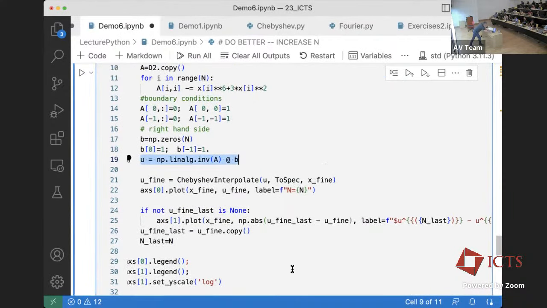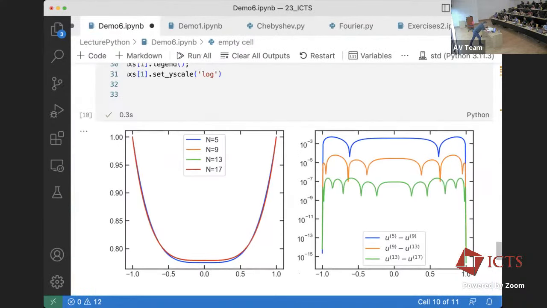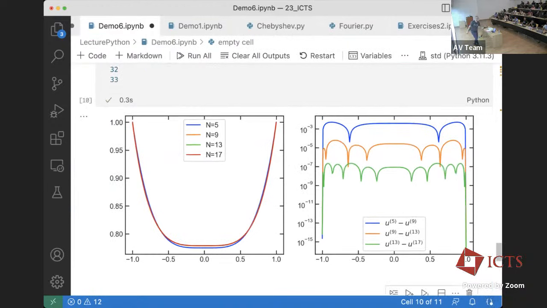Let me just execute this. What comes out of here on the left-hand side are solutions with the 5 grid points that we had on the previous plot. And 9, 13, 17 are all on top of each other, and they are all on top of the exact solution within the line thickness.